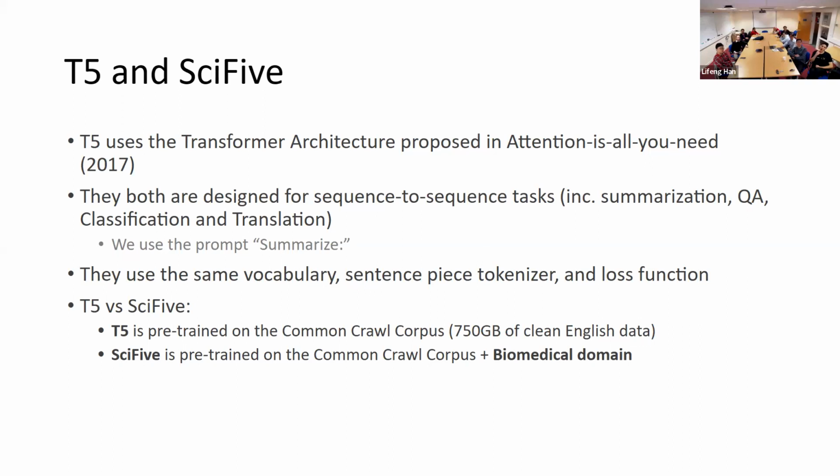It's important to also note that they both use the same vocabulary, the same tokenizer, which is a SentencePiece tokenizer, and the same loss function. So the main difference between T5 and SciT5 is what they've been pre-trained on. While T5 has been pre-trained on the Common Crawl corpus, which is about 750 gigabytes of clean English data, SciT5 on top of this has also been pre-trained on the biomedical domain, which includes, for example, PubMed data, but also some other biomedical data.